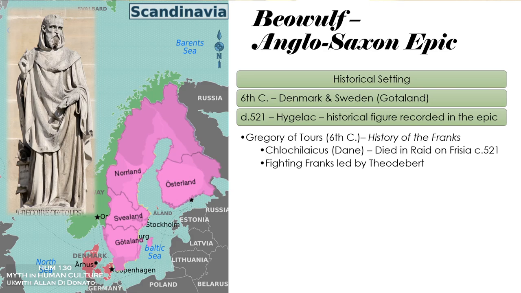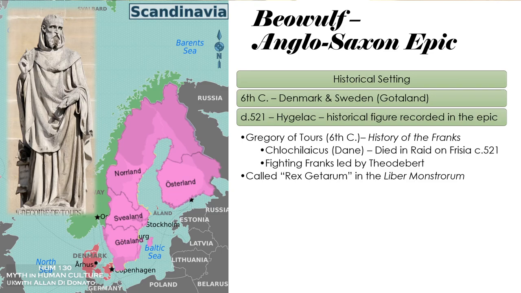He died fighting the Franks, and the Franks were led by Theodebert, who was the Merovingian prince. He was the son of the Merovingian king of the Franks, a guy by the name of Theoderic I. Now, we also see his name show up in a couple other works that definitely link him to Hygelac, because the Liber Monstrorum mentions him as Rex Getarum, meaning the king of the Geats.